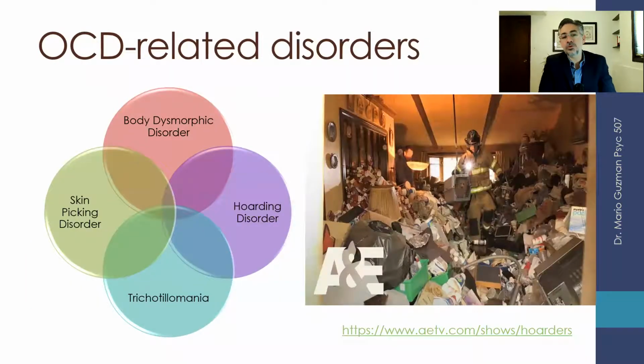These are some OCD-related disorders, and I'm sharing a TV show that's on A&E. Hoarders is the name of the TV show. Body dysmorphic disorder: the person thinks that something is wrong with her or his body, and that therefore they need to change their body. They need to amputate a hand. They need to have a surgery to change the way their body looks.